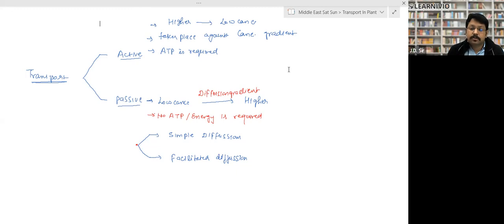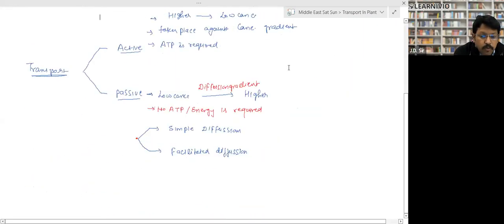Right? Done. Now you have to put the heading: means of transport. So now I am talking about the means of transport. Look, first I told you active and passive transport. You have noted it down. Now I am talking about the... I'll show you a diagram.